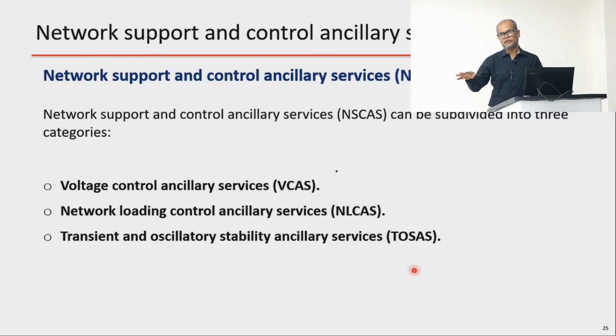For example, if you have under voltage, it would be one solution. If you have over voltage or voltage sag, voltage swell, definitely you need a different sort of service. Now for controlling the voltage, these are the ancillary services: voltage control ancillary service, network loading control ancillary service, and the last one, it's not exactly voltage, but it has a relation with the voltage, which is called transient and oscillatory stability ancillary service.